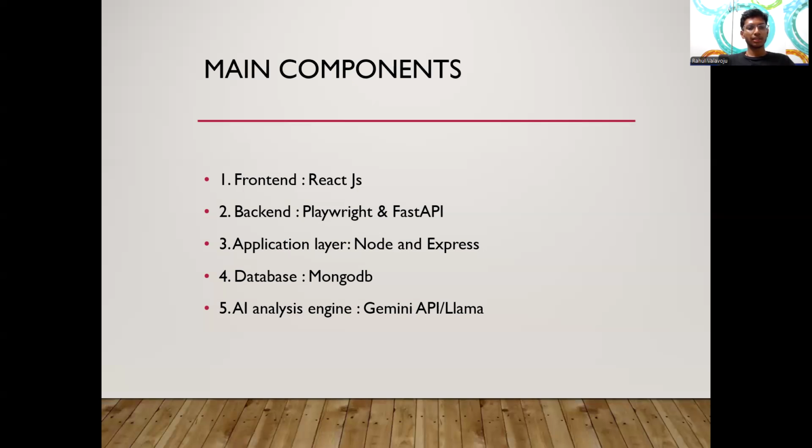Coming to the AI analysis engine, as of now we are using Gemini, but in future we would like to use Llama. Gemini API is used to basically analyze user feedback and reviews. This is used to process the data, perform sentiment analysis, and generate meaningful summaries of the feedback.